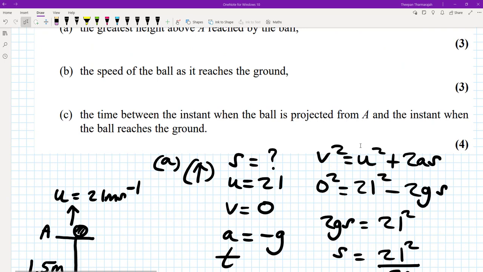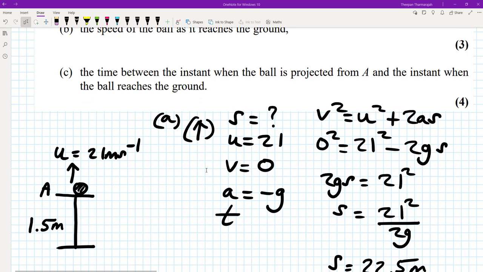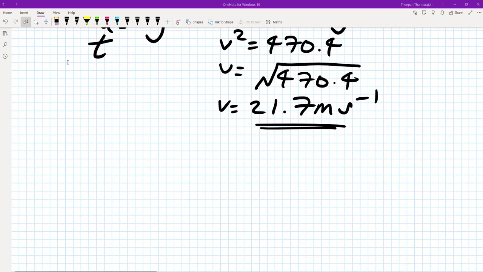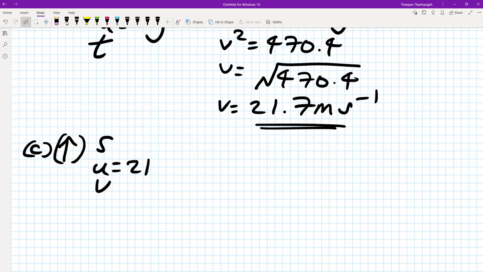And don't forget, part C says find the time between the instant when the ball is projected from A and the instant when the ball reaches the ground. So don't forget again, it's 1.5 meters below the point of projection. So when we do our SUVAT, we've got to be careful. So we're going to do a SUVAT again, taking upwards as positive. So U is 21, A is minus G, T I'm just going to call capital T, that's what they've done, and don't forget S is minus 1.5.